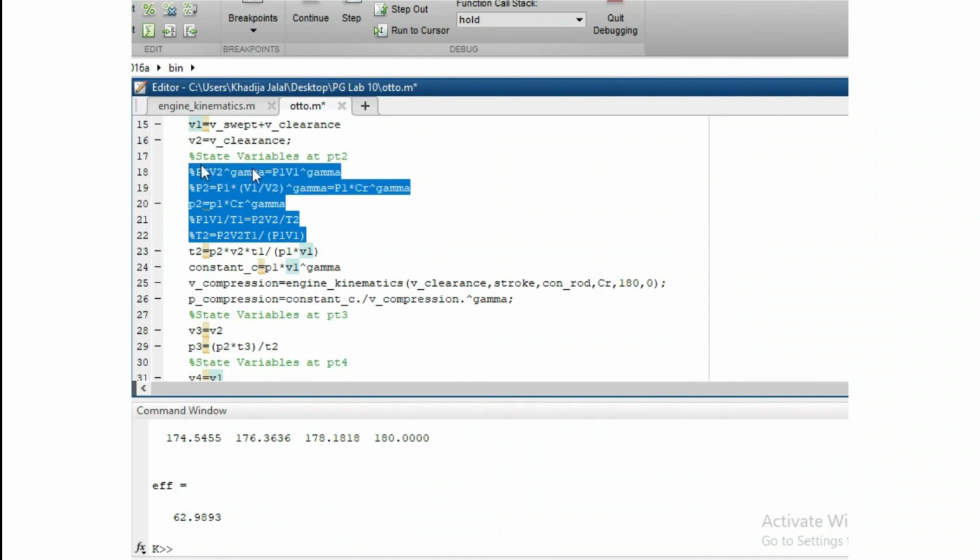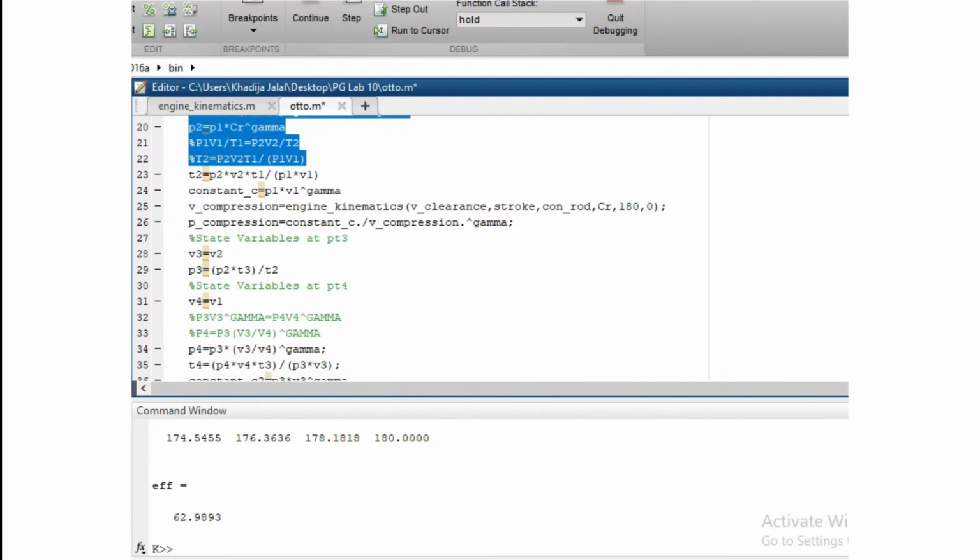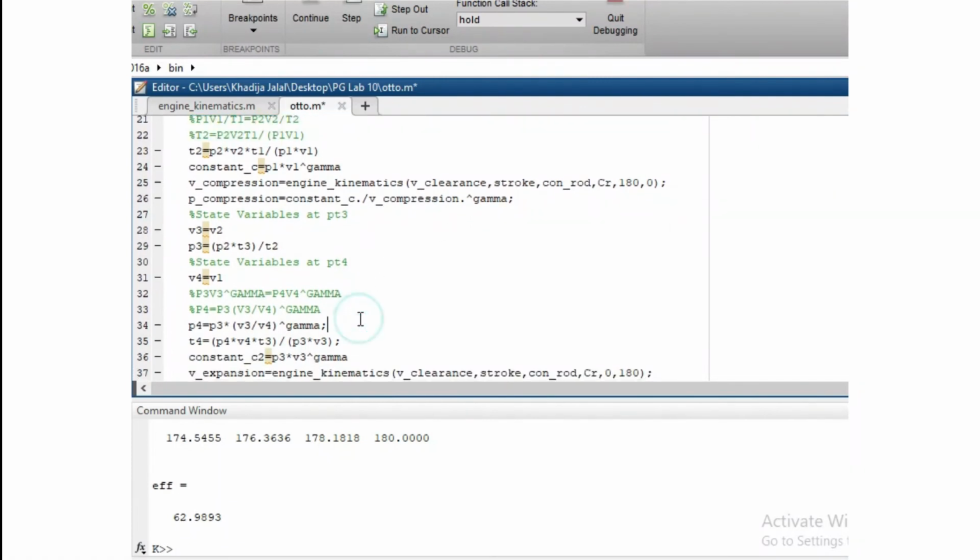So we will use the same relationship for state 3 to 4, because you know that in state 3 to 4 entropy remains constant. So by using the same relationships we will find the pressure P4 and T4, as we have already found P2 and T2 by using this relationship. So we will find P4 and T4.